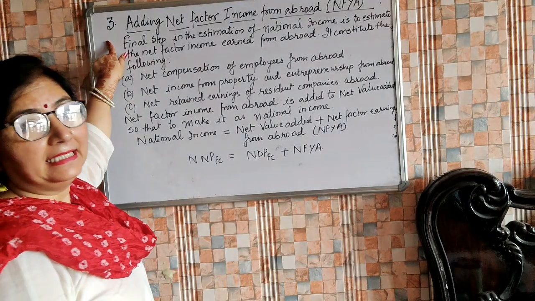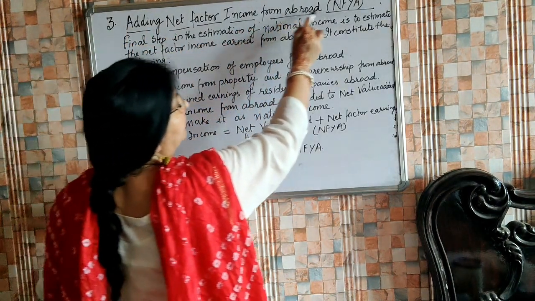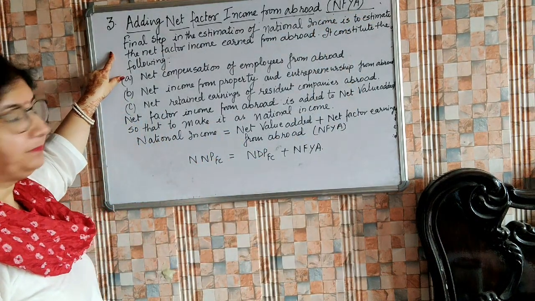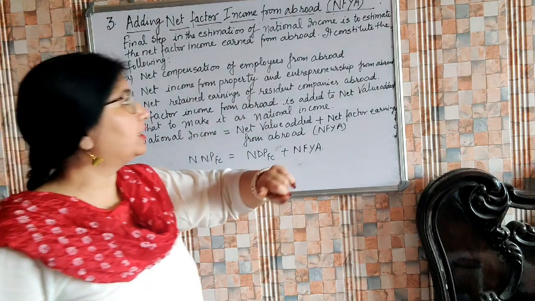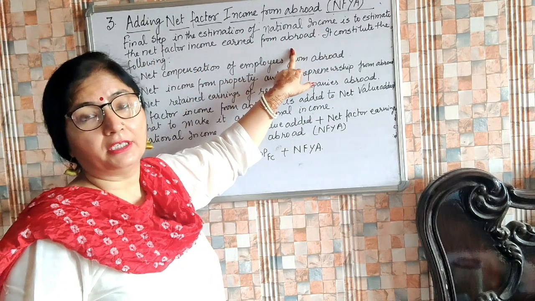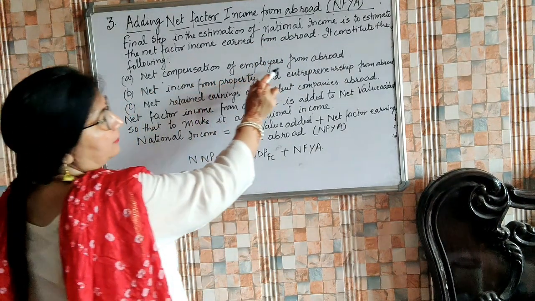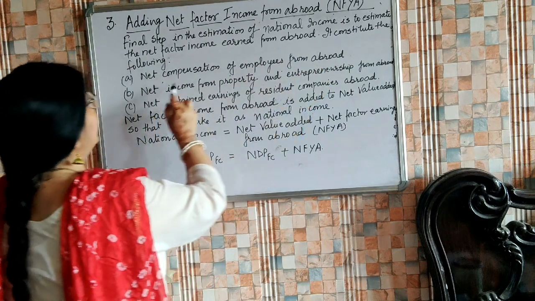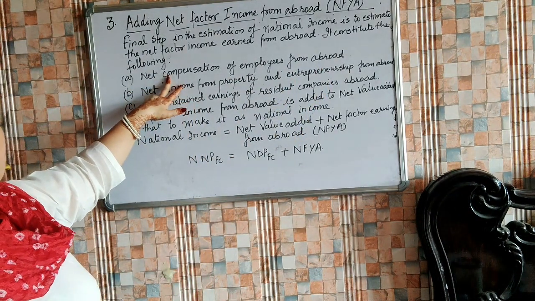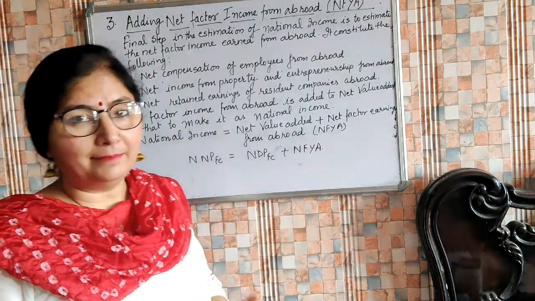Now, third and the last step is adding net factor income from abroad, or NFI. Final step in the estimation of national income is to estimate the net factor income earned from abroad. And what are its components? That is net compensation of employees from abroad, containing the income earned by an employee.